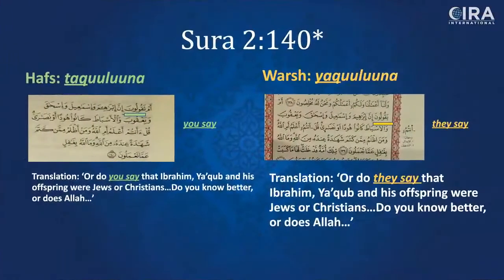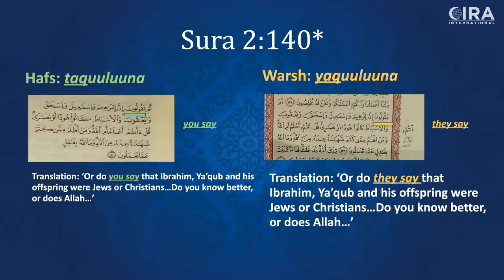Okay, let's go to another one. This is chapter 2, verse 140. On the Hafs, go ahead and say the word. Once again, I'm going to read it slowly. Hafs, left side: taquluna. The one on the right side, Warsh: yaquluna. There you have a T versus a Y. The one on the left has the ta, two dots at the top. The one on the right has the ya, two dots at the bottom.